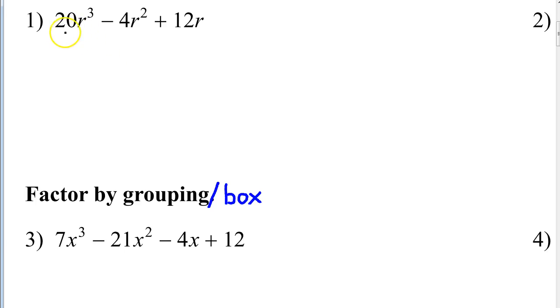Start by looking at the review. So the biggest number that goes into 20, 4, and 12 would be 4. And they all have at least one R. So that's the GCF, would be 4R.